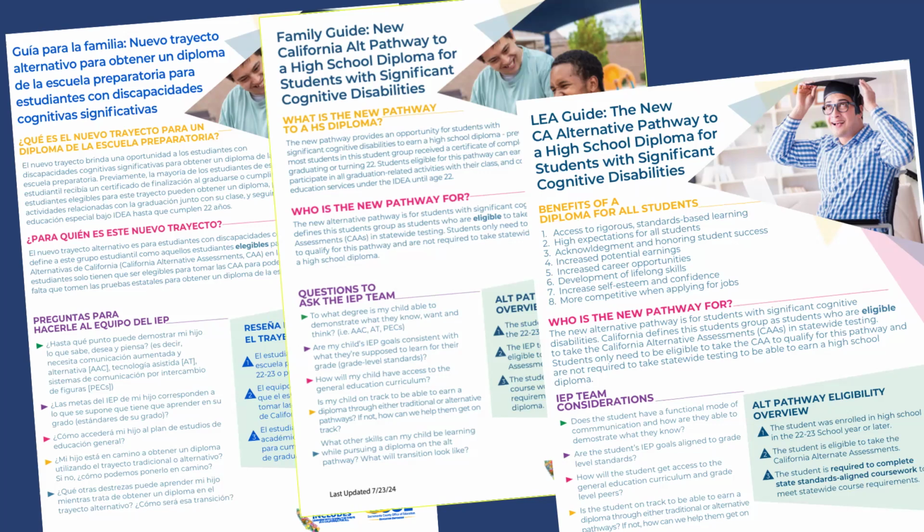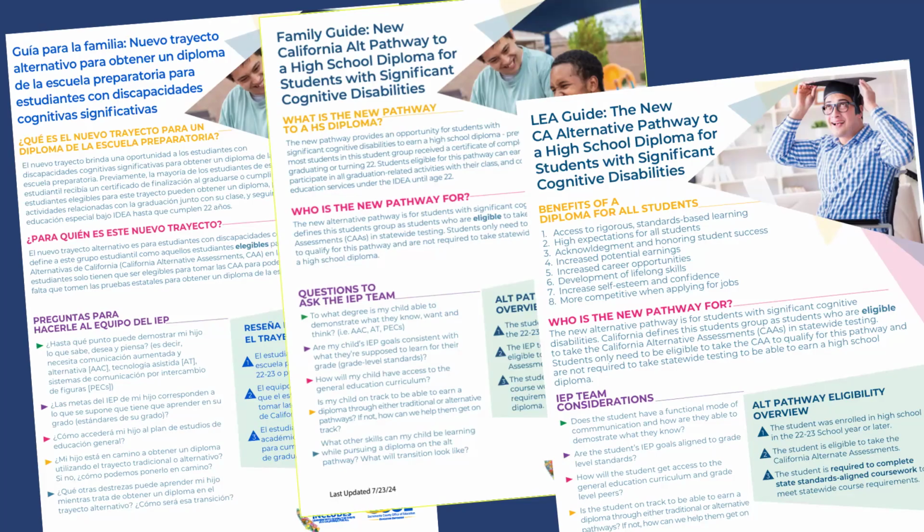We have an English and Spanish version of the family guide. And then the LEA guide is more in educator speak. But to be honest, we feel very strongly that transparency should be really important in our work. So there's nothing that the family or the LEA guides say that don't complement each other.